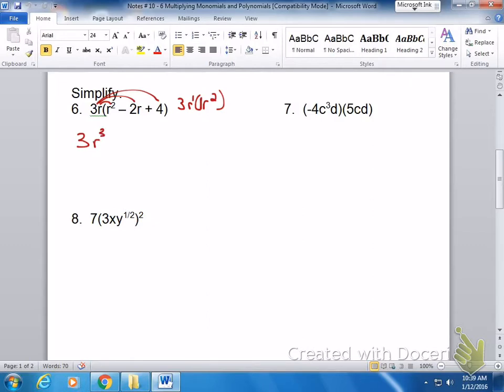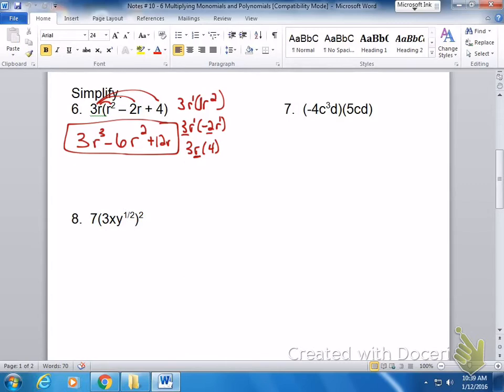There's our first term. Now I have 3r times negative 2r. Again, we start with the numbers. 3 times negative 2 is negative 6. r to the first times r to the first is r squared. And the last one is 3r times 4. 3 times 4 is positive 12. And I can't lose that r, so 12r. So there's your answer. One very similar like that on the quiz.